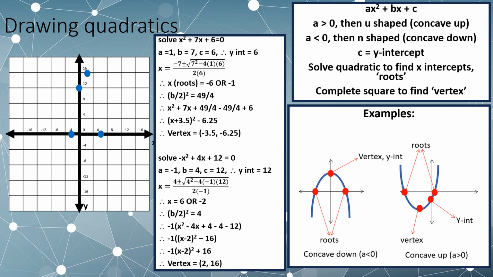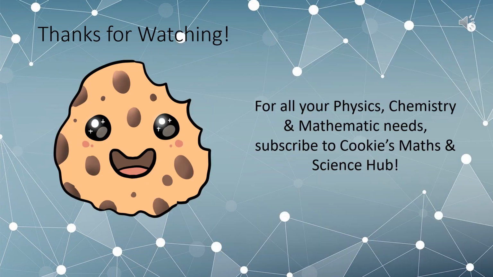Once more, we have our 4 points that I have now plotted on the chart, and we can connect them with a parabola to show our quadratic equation on the chart, with roots of 6 and -2, a y-intercept of 12, and a vertex of 2, 16.